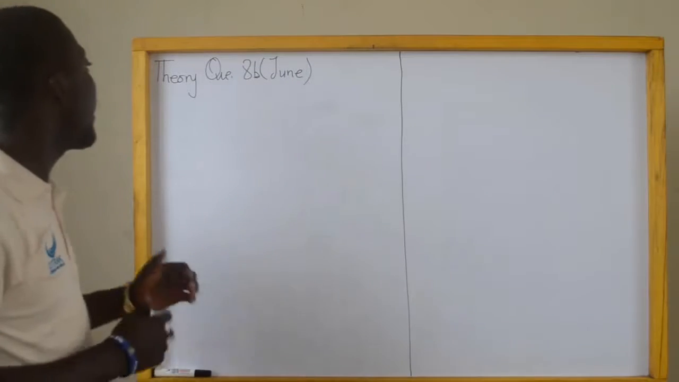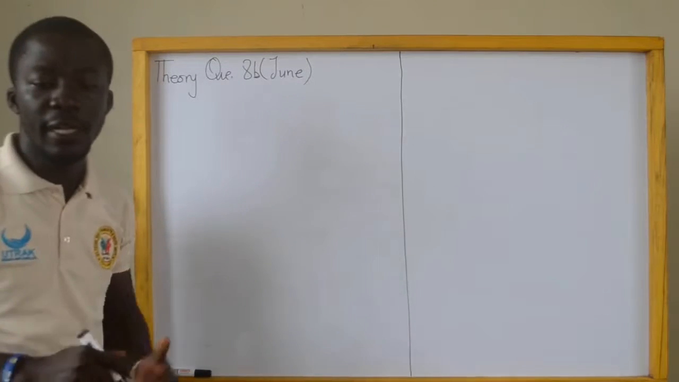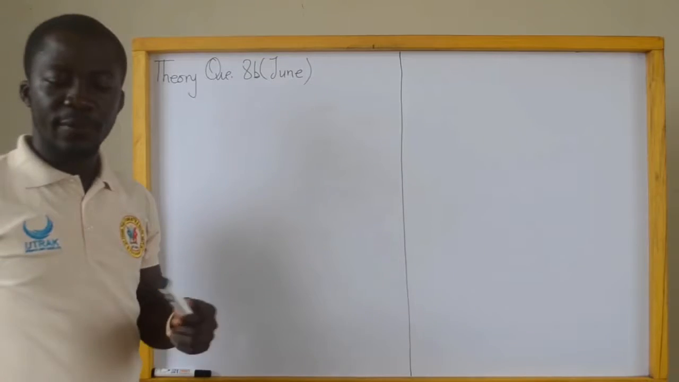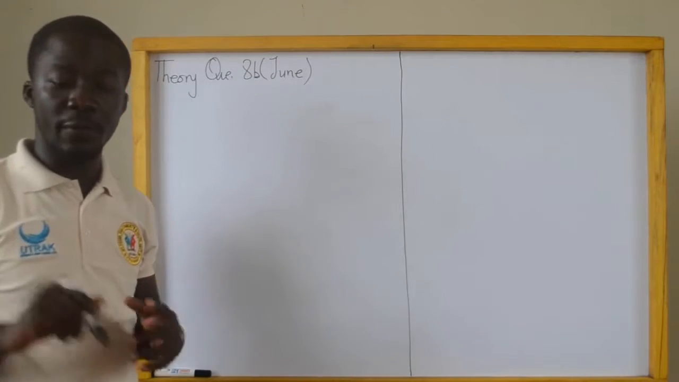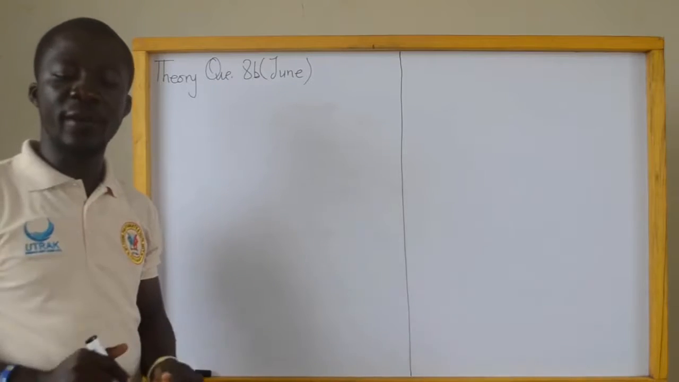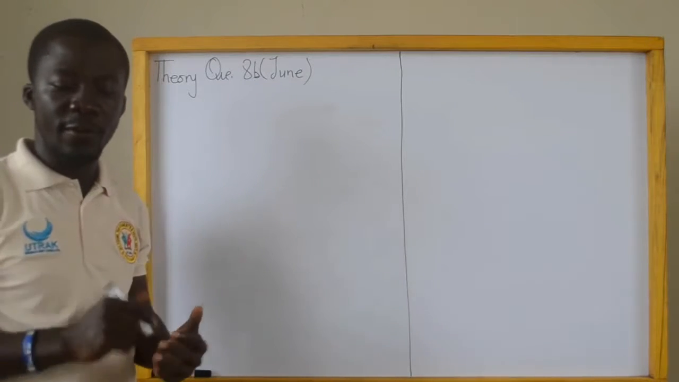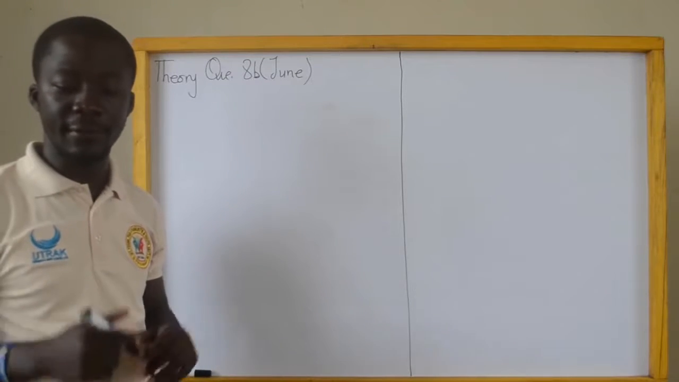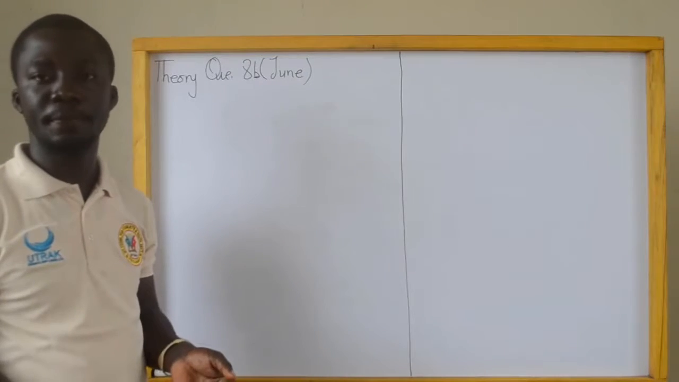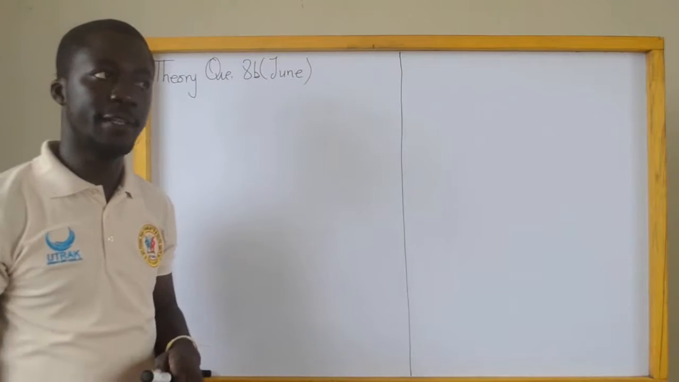Our theory question 8b, which came in June, is saying that when a fraction is reduced to its lowest term, it is equal to 3 over 4. The numerator of the fraction, when doubled, will be 34 greater than the denominator. Find the fraction.